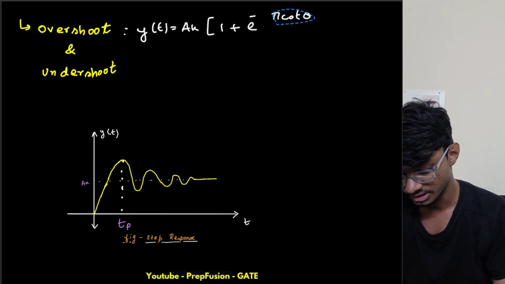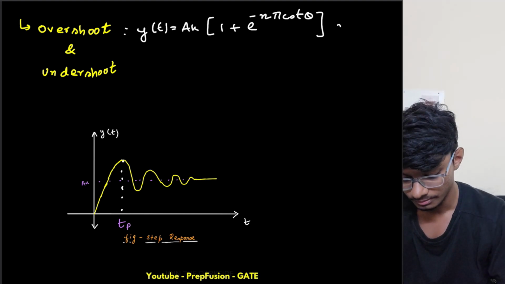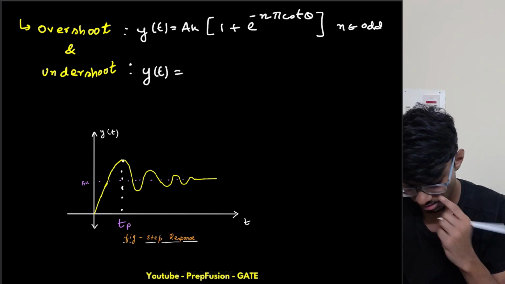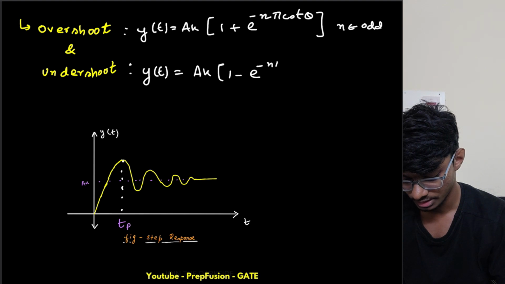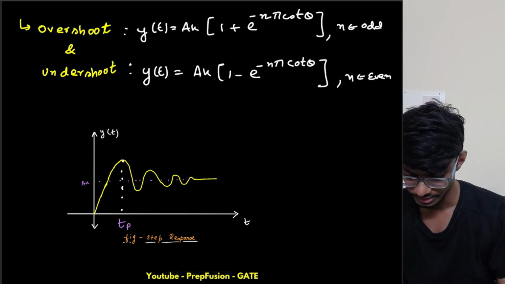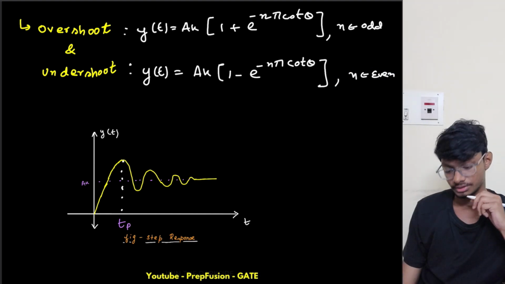But if I write it for the generalized case, this becomes n pi. Here my n is odd. And if I write it for the undershoot case, what does it become? It becomes A K into 1 minus e raised to power minus n pi cot theta, and in this case my n is even. So this is basically my undershoot.